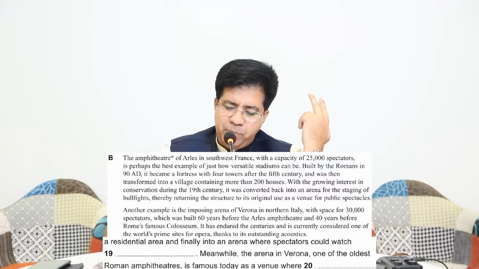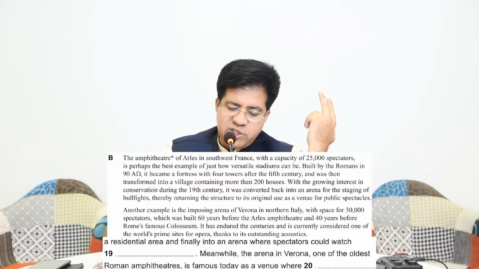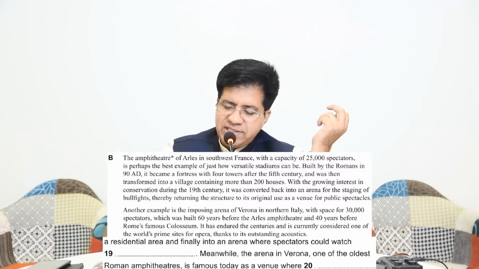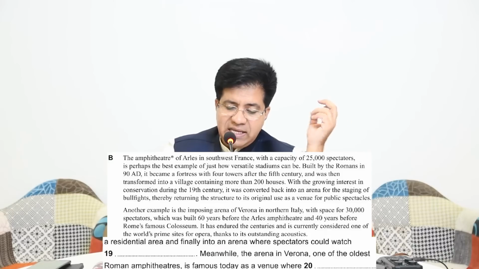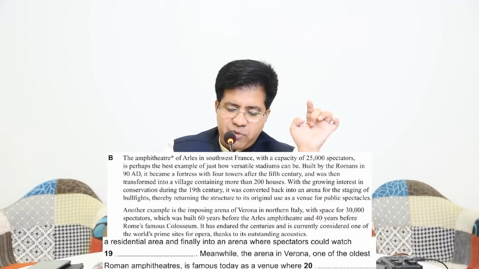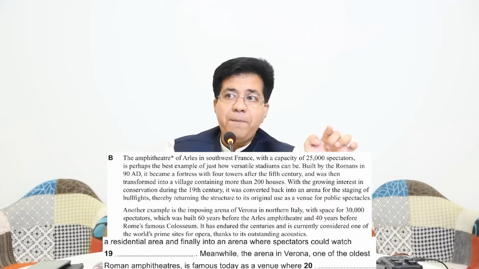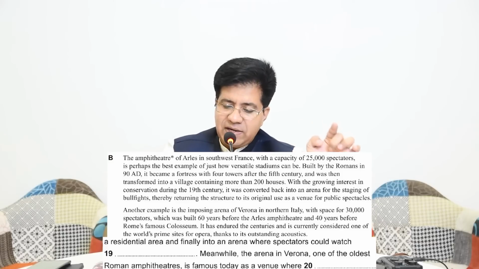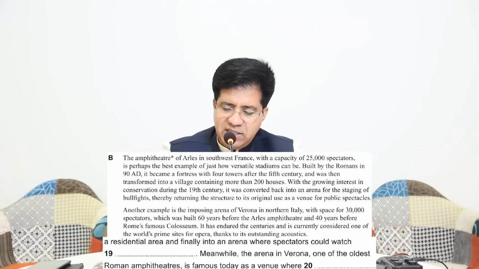Another example is the imposing arena of Verona in northern Italy, with space for 30,000 spectators, which was built 60 years before the Arles amphitheater and 40 years before Rome's famous Colosseum. It has endured the centuries and is currently considered, currently means today, one of the world's prime sites for opera, thanks to its outstanding acoustics. So the answer is opera.